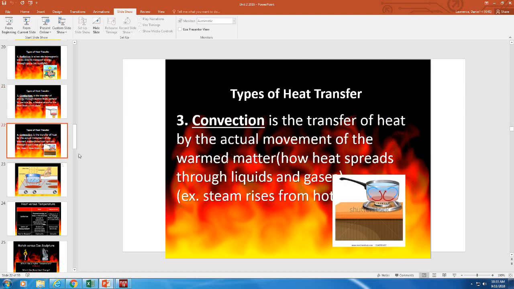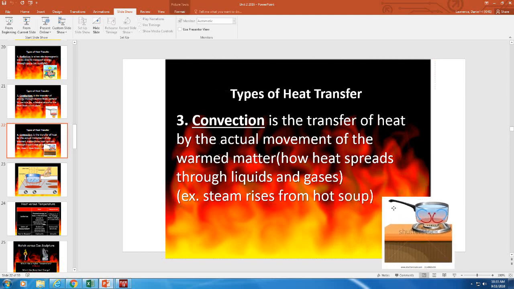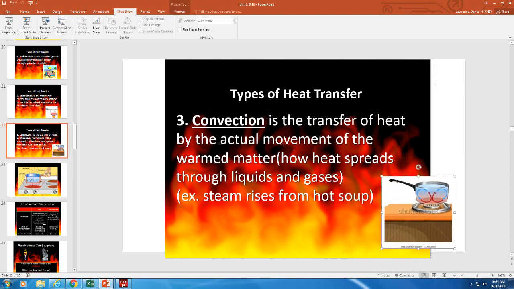The third mechanism for energy transfer is by convection, and this is the transfer of heat by actual movement of the warmed matter itself. Let me move this a little bit so that you can actually see it on the screen. But this is how heat spreads through liquids and gases. All right, liquids and gases are not very efficient at conduction, which we just talked about, because their particles are a little bit further apart and they don't collide as often, especially in gases. They're very far apart. But yet, you know from everyday experience that heat can actually travel through a liquid or through a gas very quickly.